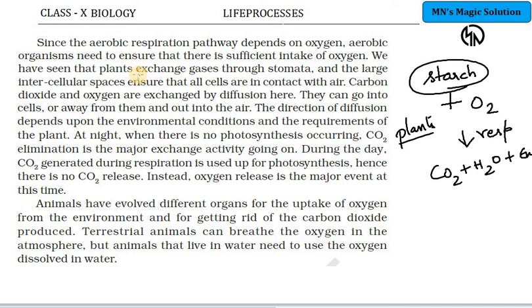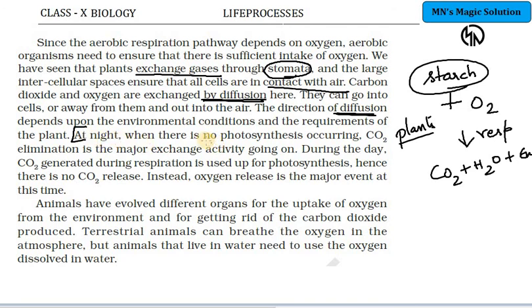So where does the exchange of gases take place? It is through the stomata of the plant. The large intercellular spaces ensure that all cells are in contact with air. Carbon dioxide and oxygen are both exchanged by the process of diffusion. The direction of diffusion depends upon the requirement of the plant. So this is the idea that I discussed.